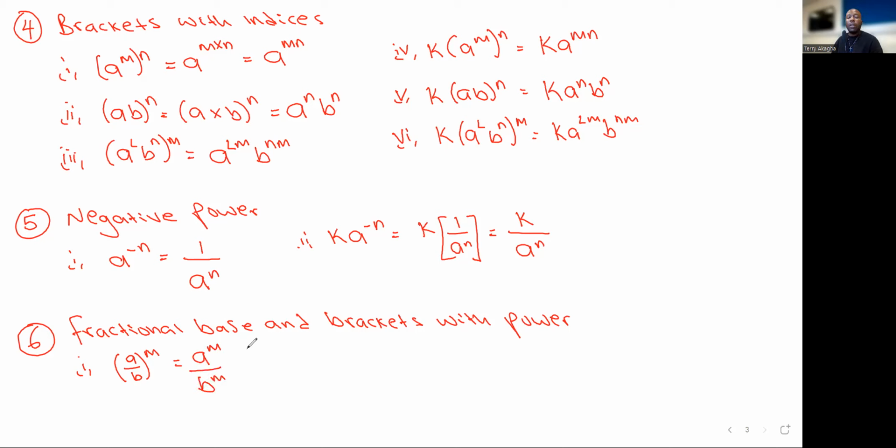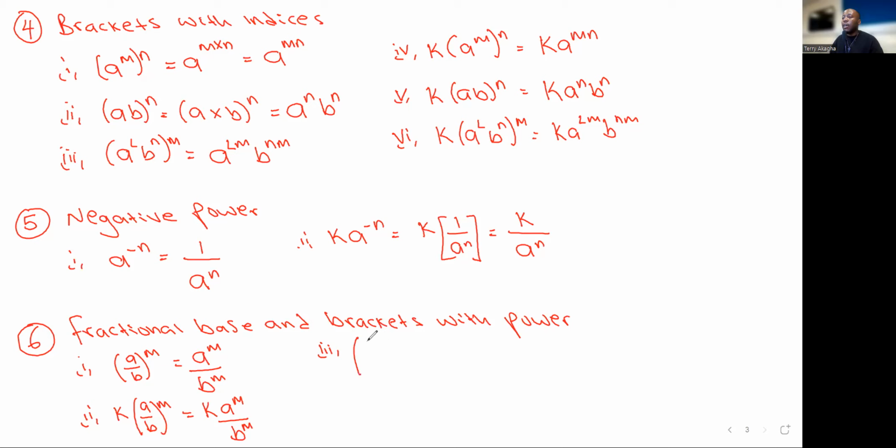Also, if there is a constant, we have k times a over b raised to the power m, which is going to give us the same thing. You solve this as usual, but you multiply it by the constant k. So if you have a particular constant, you open the bracket, then multiply it by the constant. The next one is if we have a over b raised to the power m over n, okay? Let me write this a little better.